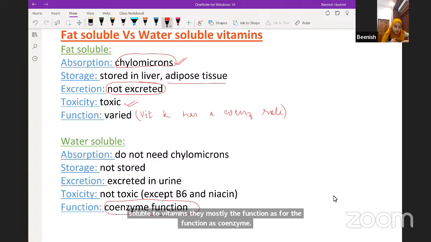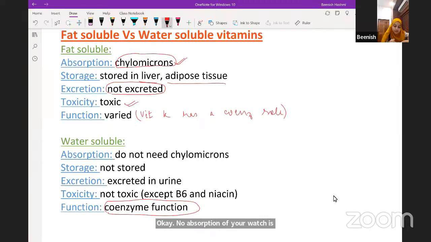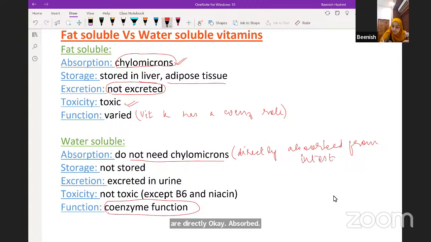Now the absorption of your water soluble vitamins: they do not need chylomicrons for it. They are directly absorbed from the intestine. And storage, your water soluble vitamins are not stored. Obviously, when they're not stored, they are excreted, and they are excreted in urine. Toxicity as such, no toxicity because they are being excreted, except for vitamin B6 and niacin. They show some toxicity.